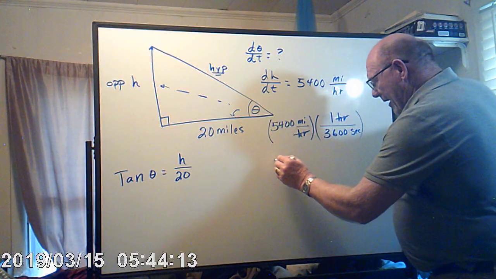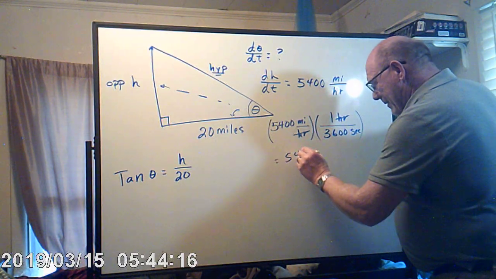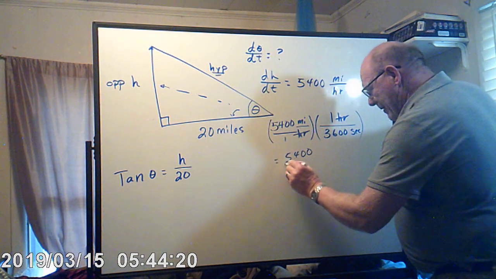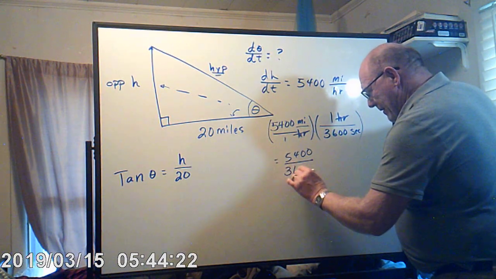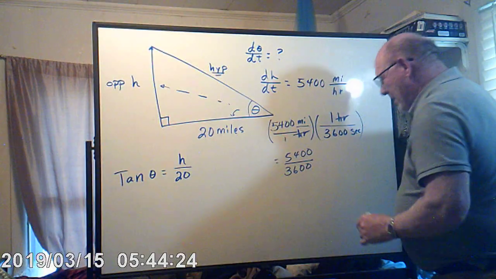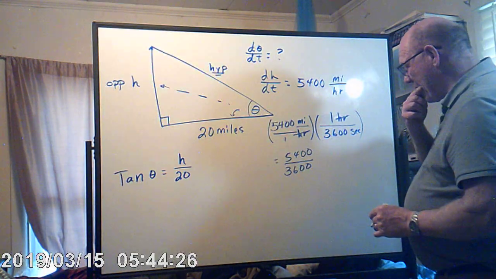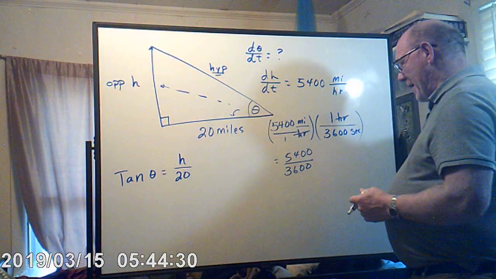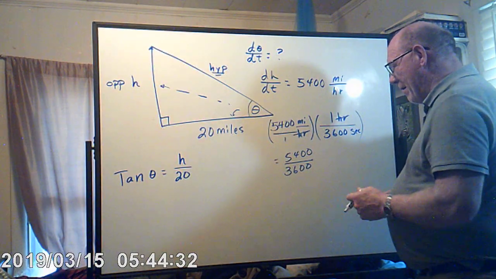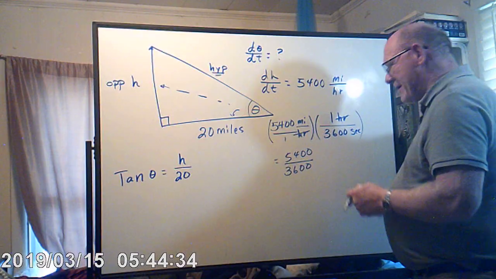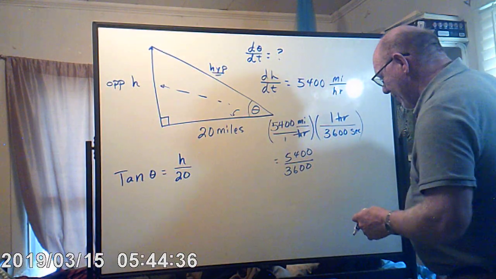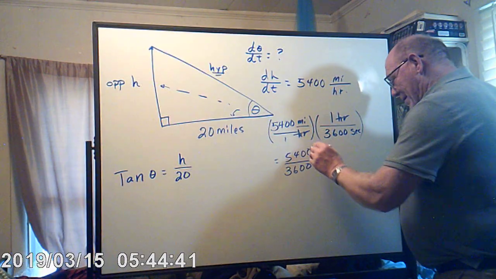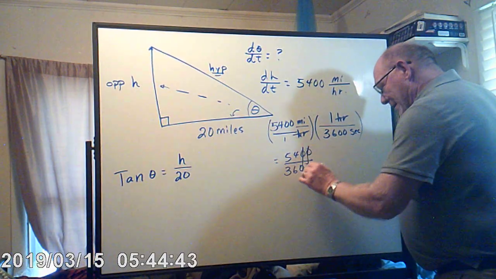But now we've got equal to 5,400 over 1, and then 1 times 3,600 is 3,600. And it helps to know right there, there's 60 minutes in an hour, and then there's 60 seconds in a minute. So you can do it that way if you wanted to. Alright, so this is miles per second, but anyway, let's not worry about the units.